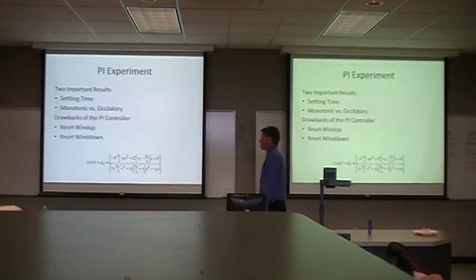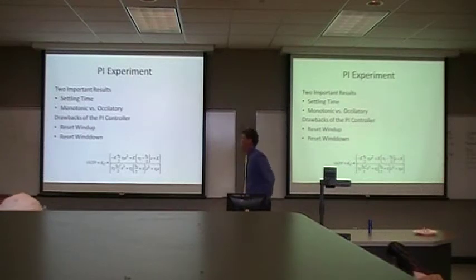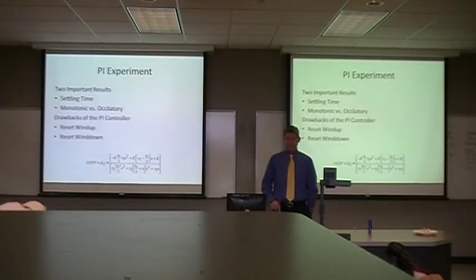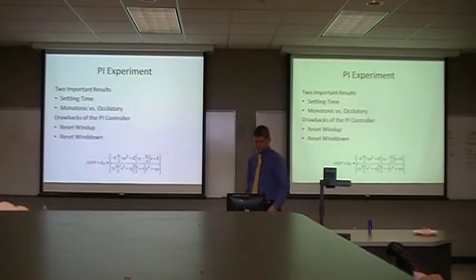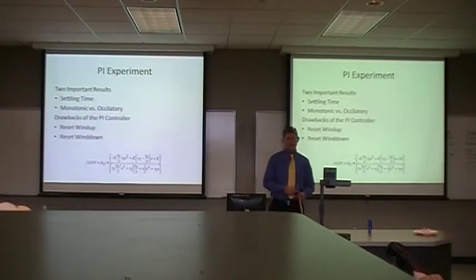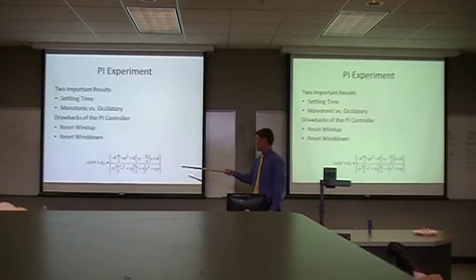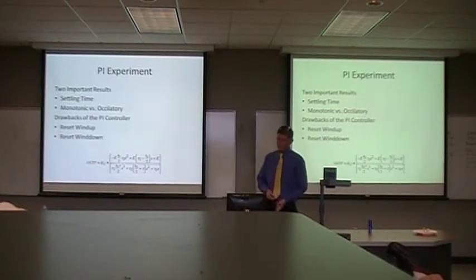For the PI experiment, the proportional interval experiments, there were two important things that we wanted to look at: the settling time and whether or not it was monotonic or oscillatory. And then there were a couple drawbacks from the PI, which are the reset wind up and reset wind down. And then this is the open loop transfer function for a PI controller.